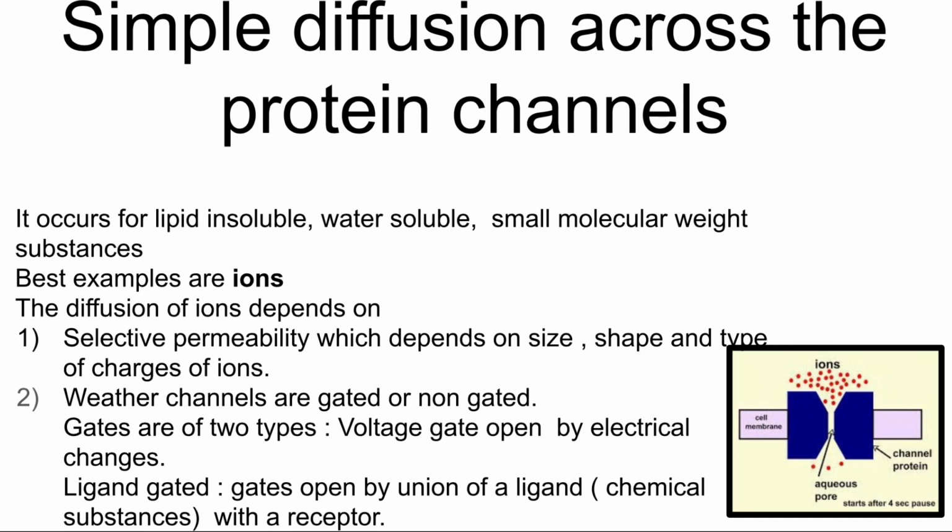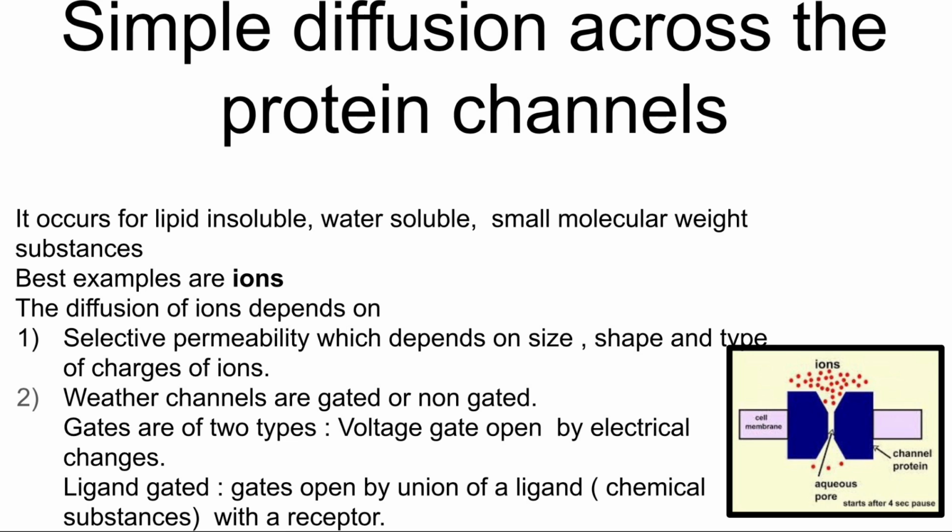Diffusion rates of ions through protein channels depend both on ions and channels, which are, firstly, selected permeability to ions, which depends on the size of ions, the shape of ions, and the charges of ions. And secondly, the type of protein channels. There are 2 types: non-gated channels and gated channels, which are of 2 types. Firstly, voltage-gated channels. Here gates open by electrical changes.